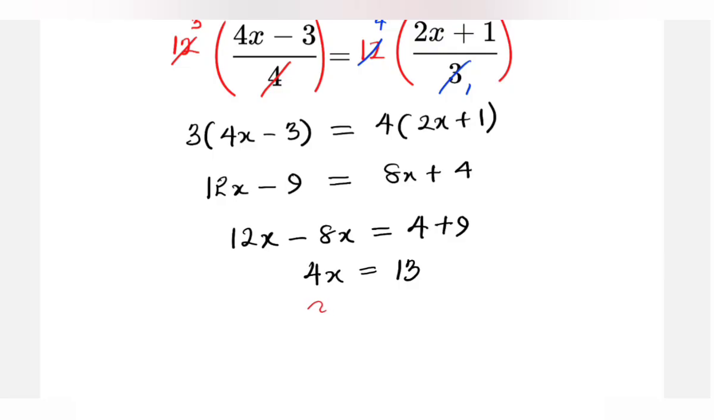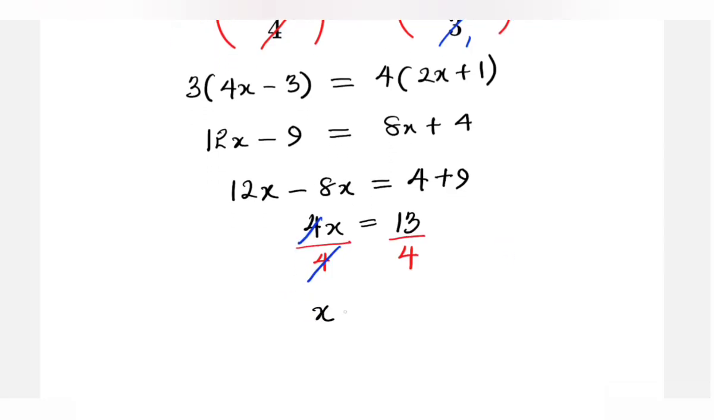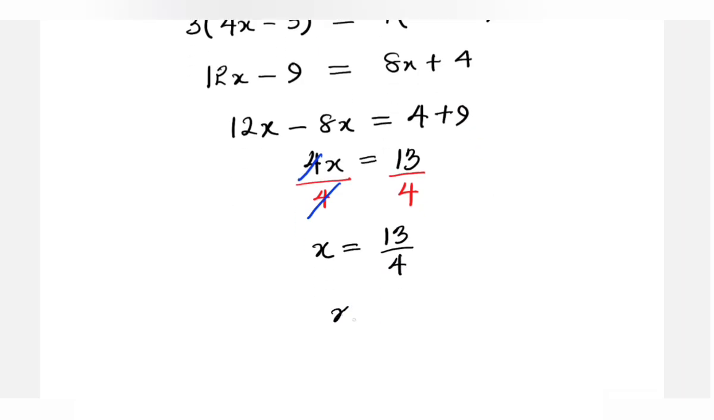In obtaining the value of x, we divide both sides by the coefficient of x, which is 4. So when you divide both sides by 4, our x will now become 13 over 4. And we can reduce that to a mixed fraction, which is, how many 4s can we see in 13? That's 3, remainder 1 over 4. This is the correct and final answer.